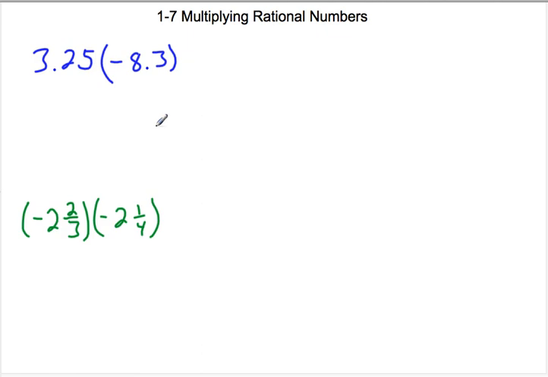Hello, in this video we're going to be multiplying rational numbers. So we're going to start off with an example with decimals. We have a positive times a negative, so we know right off the bat that our answer is going to be negative. Then we just have to do the multiplication, so 3.25 times 8.3.